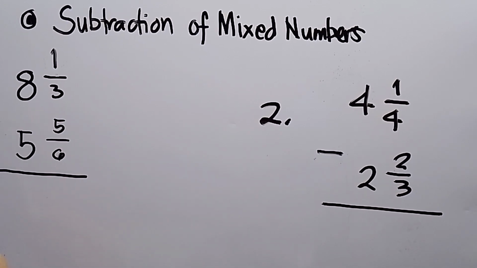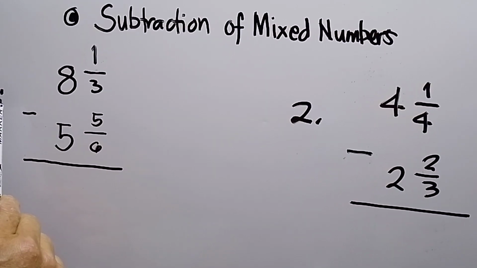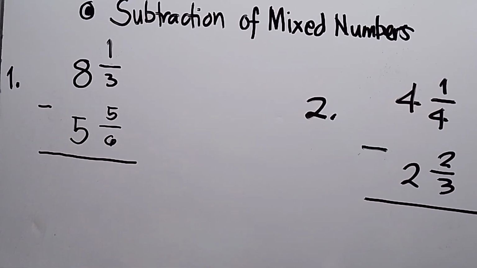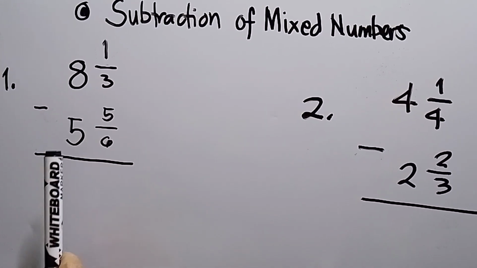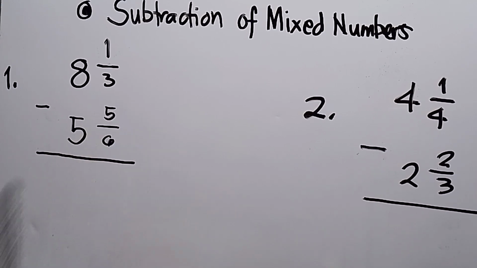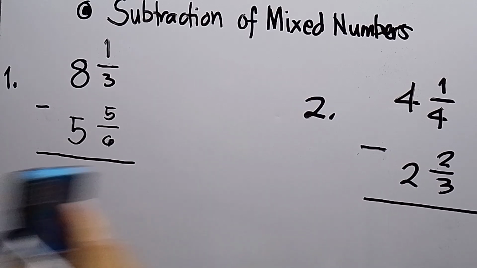I have here number 1, 8 1/3 minus 5 5/6. As you notice, there are two numbers. Number 1 is mine, and then later you will be the one to solve number 2. Write your answer in the comment. So I will solve number 1.